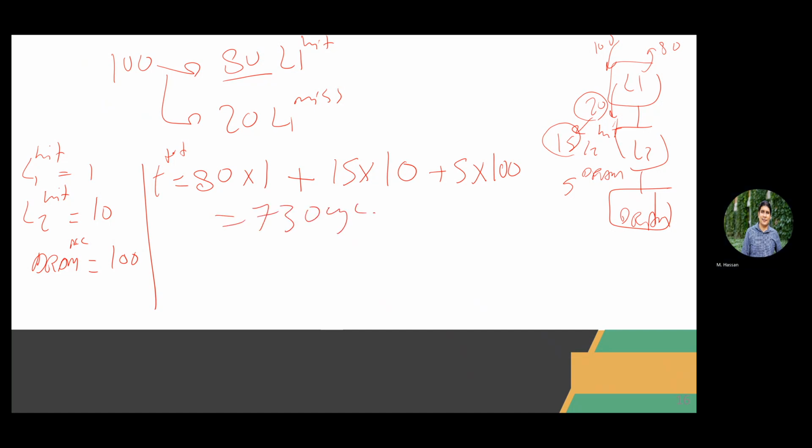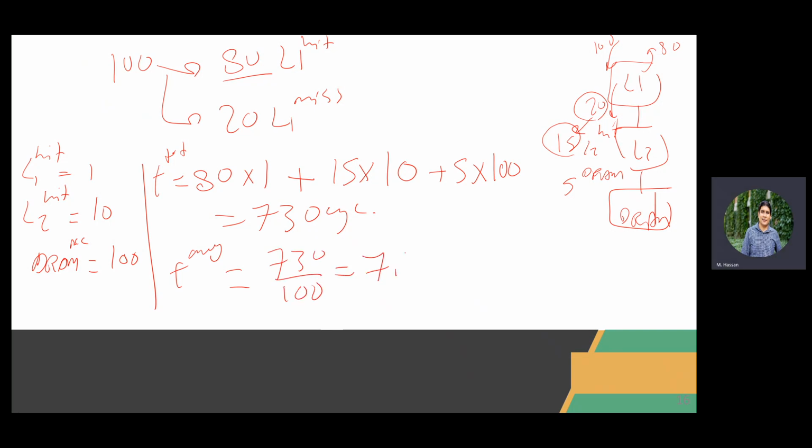Maybe I'm mistaken, but let's say this is just the number. This is the total latency suffered by all the 100 requests. If I want the average, I say 730 divided by 100. So I suffer an average latency of 7.3 cycles. Good. This is basically how it's being done logically.